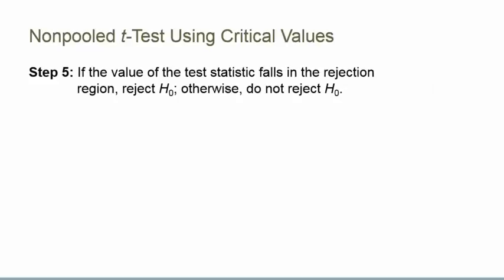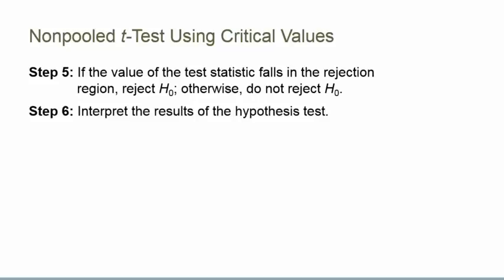If the value of the test statistic falls in the rejection region, reject H sub 0. Otherwise, do not reject H sub 0. Step 6. Interpret the results of the hypothesis test.